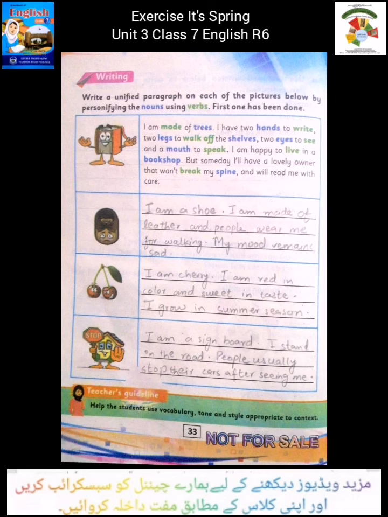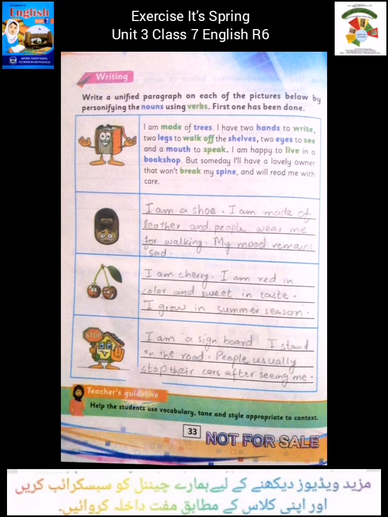The second one is I am a shoe. I am made of leather. Here made is a verb and leather is a noun. And people wear me for walking. Here wear is a verb and walking is a noun. So this is how we can personify. My mood remains sad. Mood here is a noun. Remain sad is a verb.